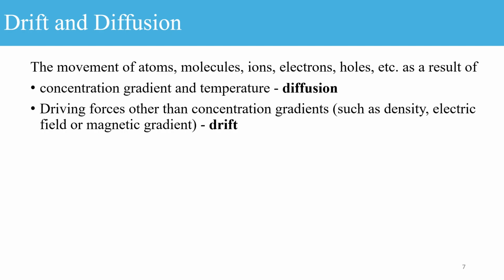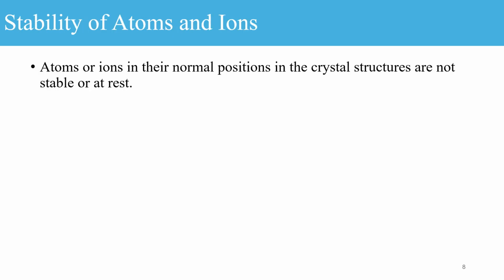We need to understand the difference between drift and diffusion. Both of them cause the movement of atoms, ions, or molecules. The movement that is caused by the concentration gradient and temperature is referred to as diffusion, while the movement caused by driving forces other than the concentration gradient is drift. The driving forces could be density, electric field, or magnetic gradient in the case of drift.